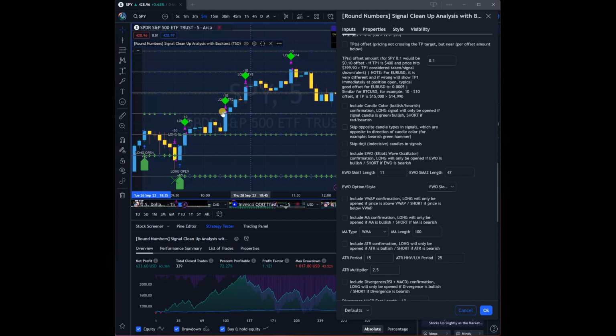Skip opposite candle types. This is basically for candle structure opposite from the candle color, like this little candle. It's a falling star or down hammer, whatever you want to call it. It's blue or green, which is a bullish candle, but the structure is opposite. If that candle would be a signal opener and this setting is on, it would not open a signal. Similar is skipping dodgy candles by the size of candles. And that's pretty much it for candle analysis.